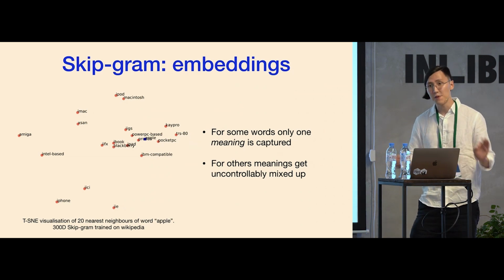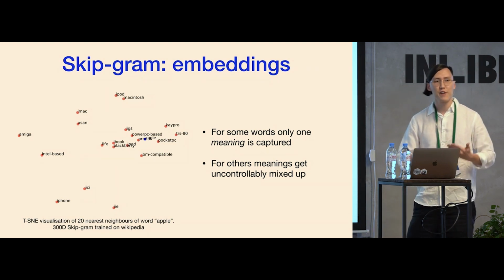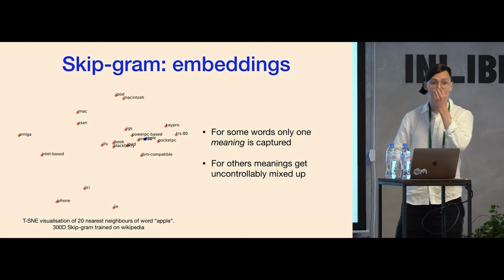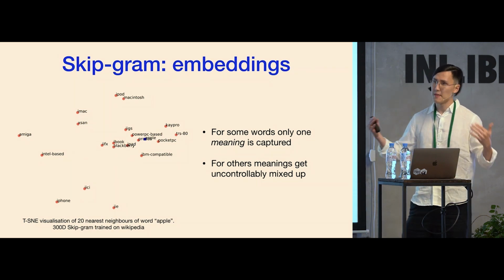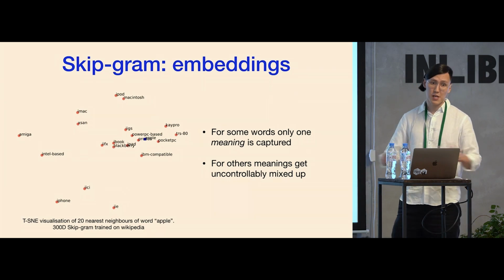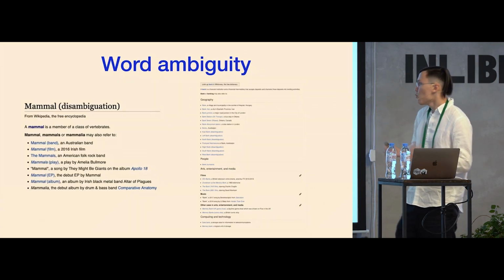Another situation that might happen with skipgram is that for other words, it will discover that they have different meanings, but these meanings will get all mixed up in the single representation vector, and sometimes in a very uncontrollable way. So there is no way to ensure that when they do mix up, all the meanings will be covered, or they will be covered in reasonable proportions.